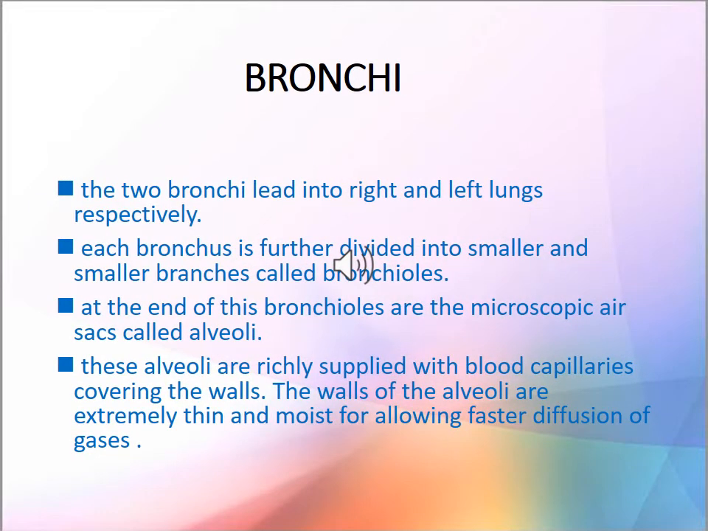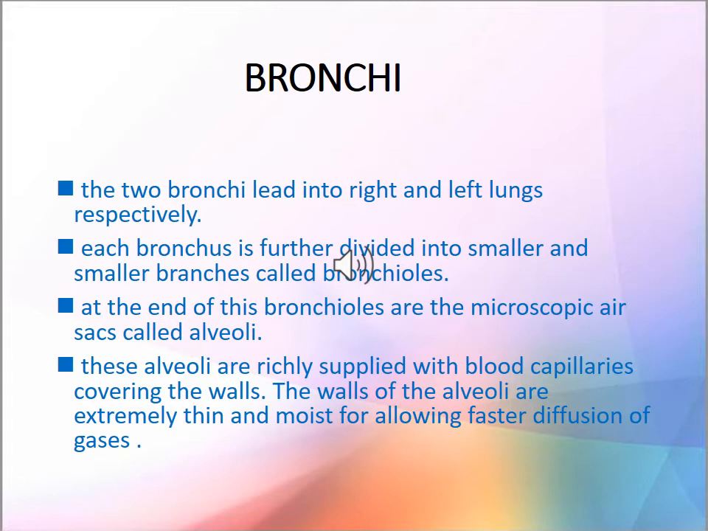The next point, bronchi. The first point, the two bronchi lead into the right and left lungs respectively. Just now in the last slide I told you that the trachea gets divided into two branches which we call bronchi. One bronchus goes to the left lung and the other goes to the right lung. Each bronchus is further divided into smaller and smaller branches known as bronchioles.